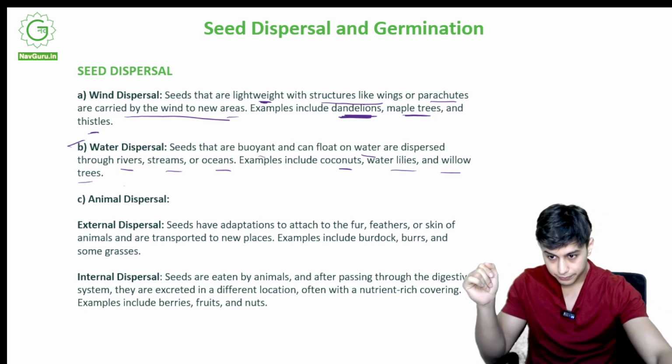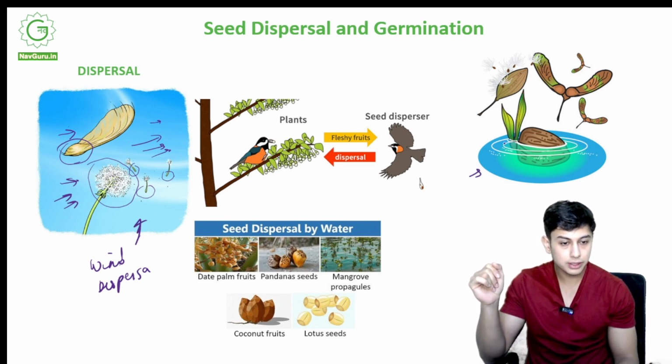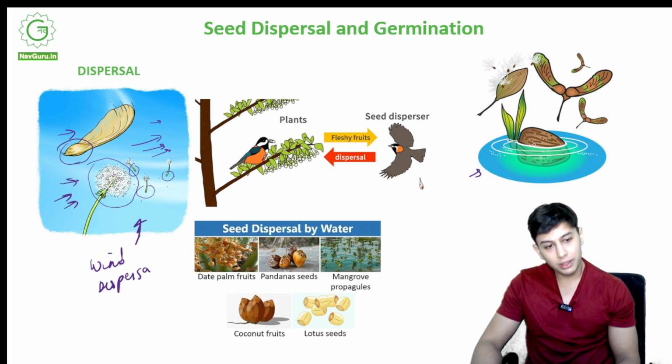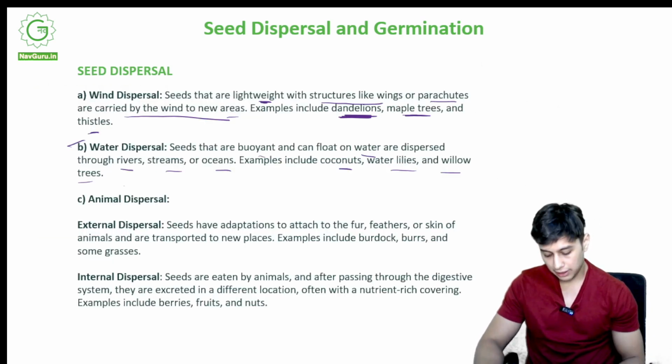Let me show you. See this. This is dispersal through water. This will float around in water. It will grow a shoot and a root, and when it comes to the land, it will grow further.